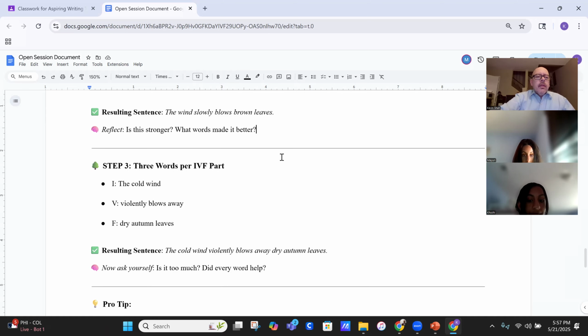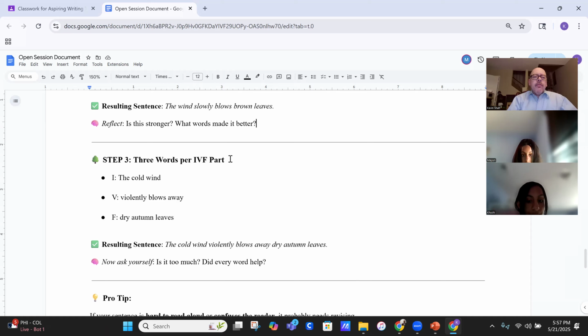Okay, step three, words per part, right? So now you've got the cold wind. Looks like we added an adjective there. Violently blows away dry autumn leaves. I could argue that the away probably belongs with dry, in the final part of the sentence there.